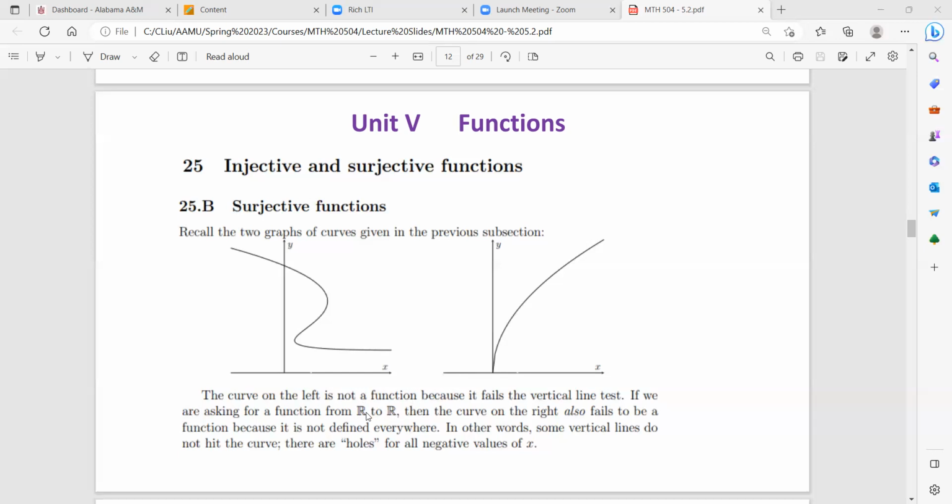Okay. I think we talked about that before, but just make sure, it's not just good enough to pass the vertical line test. You still need to check the domain and the codomain to determine whether it's a function or not, because the function includes the domain, the codomain, and the rule. So it's not defined everywhere, in other words. So some vertical lines do not hit the curve. There are holes for all negative values of x.